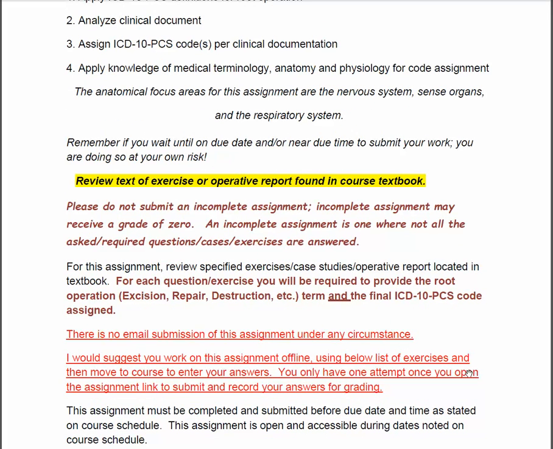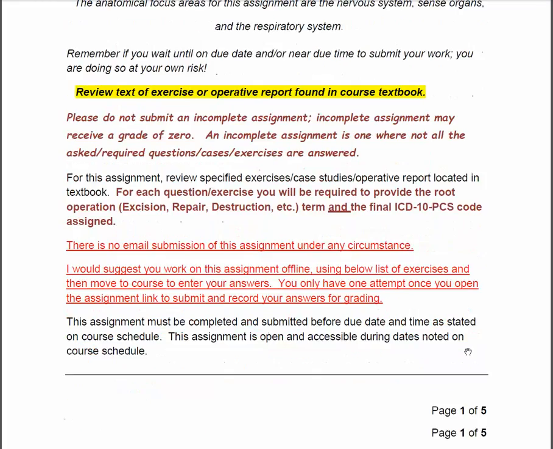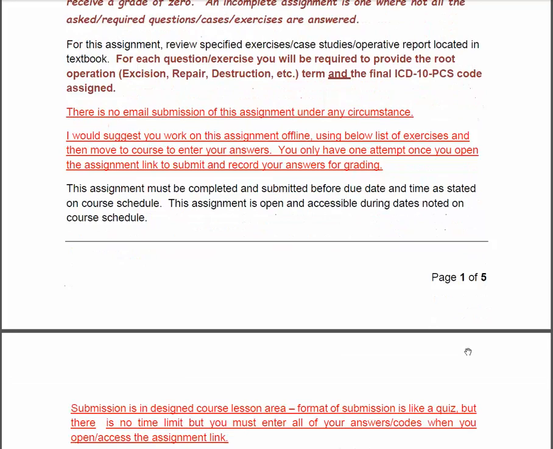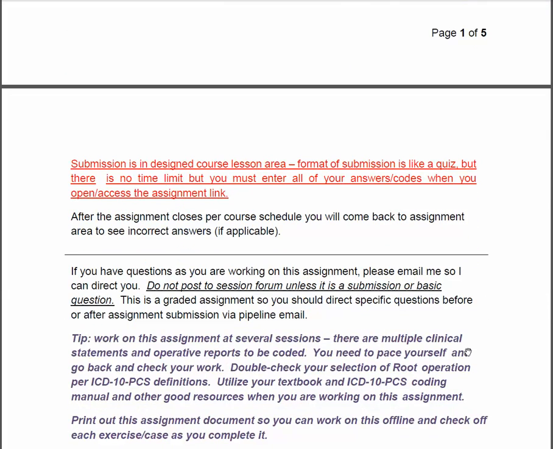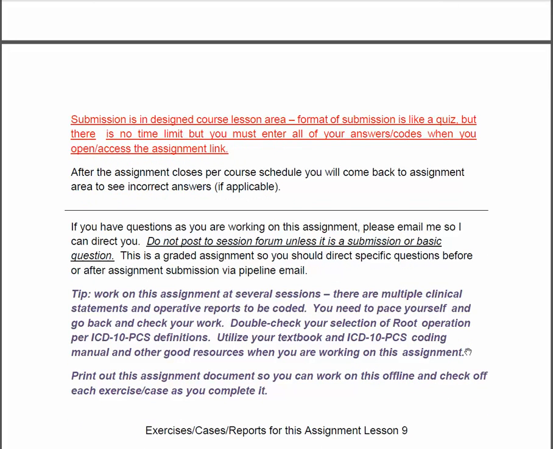There's no email submission, and again, I suggest that you work on this assignment offline and that you double check your codes before you move to the submission window. Make sure your Z's are Z's and not 2's. Make sure your 5's are not 2's. Also, when you are typing in the submission window, your alphabetic characters should be in uppercase, and there are no decimal points, as you know, in an ICD-10-PCS code.